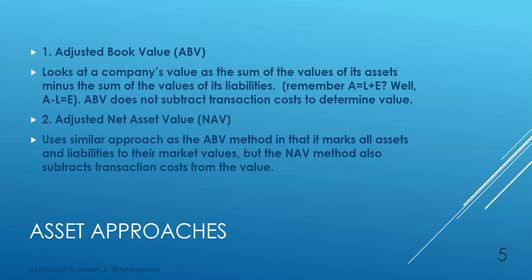So if we had land worth $1 million and there was going to be a 6% commission on that, we would take that land, reduce that $1 million by 6% to reflect what we'd have to pay to sell the land, and we'd have a net value of $940,000. That's our million less 6%. So really that's the only difference between the adjusted book value and the net asset value.